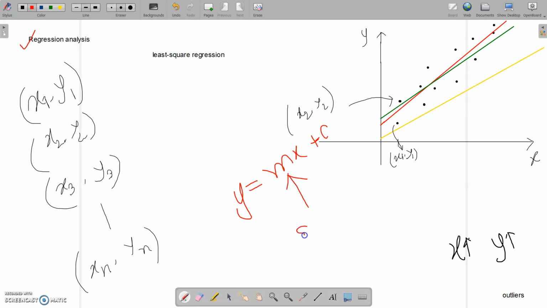M is the slope of the straight line, and C is the intercept. So this portion, for example, for the red line, this is my C, and it has a slope that is, say for example, M.